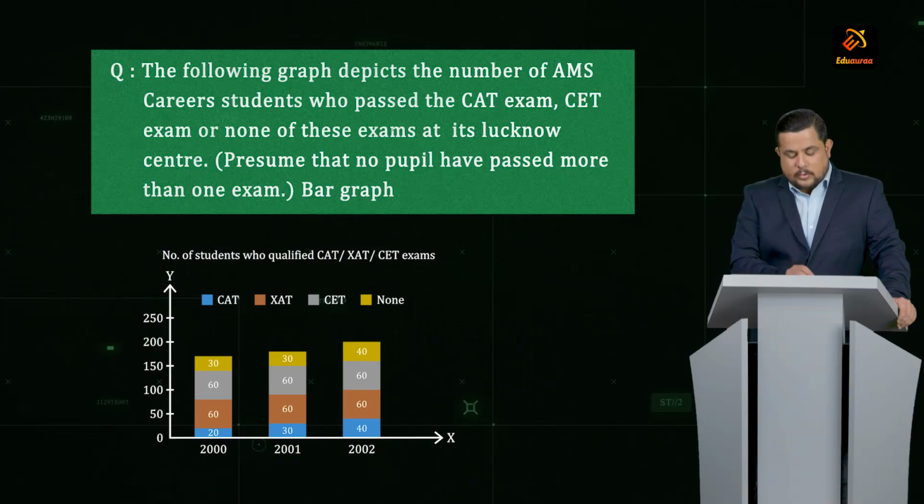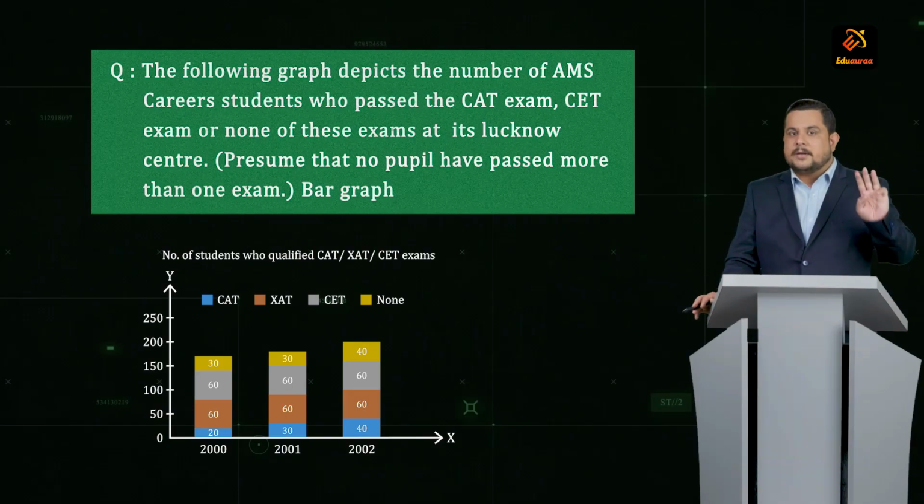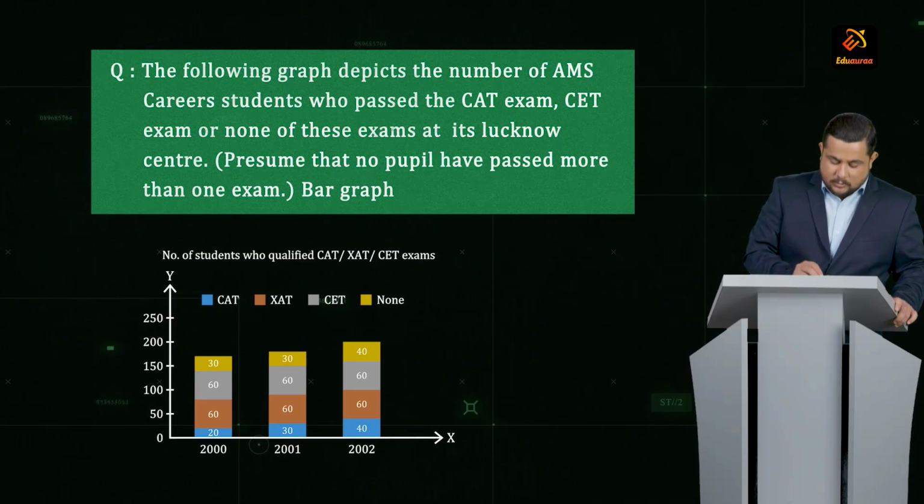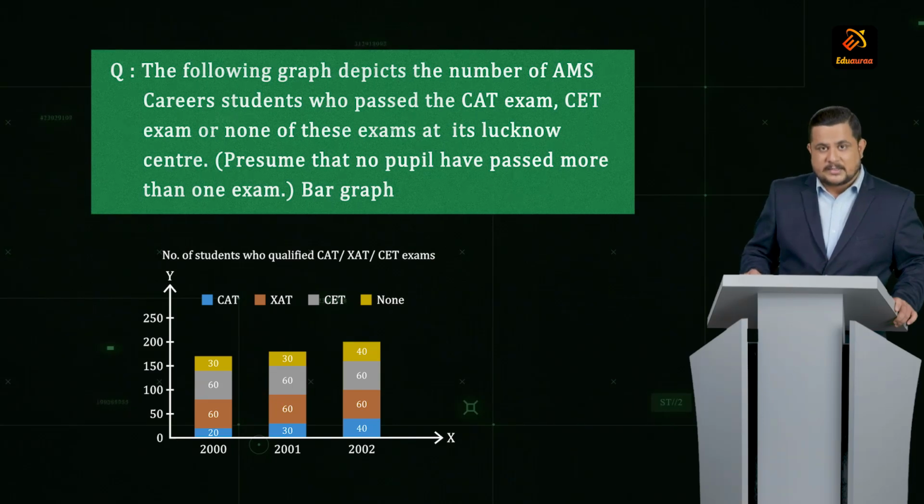So in the bar graph, what is given? The number of students who qualified CAT, SET, CET exams. Now, 2000, 2001, 2002: these are the years given on the x-axis, so they are talking about 3 years of data. In the y-axis, the number of students is given, from 0 to 250. That is the reading given to us.